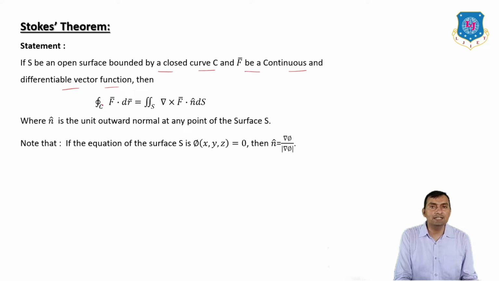then the closed integral of F(r)·dr, or we can say this is the circulation, will be the same as the double integration over the surface S of del cross F, which means the curl of the vector field F(r), dot n cap dS, where n cap is the unit outward normal at any point of the surface S. And if you are given any surface, from this you can find the unit normal vector n cap equal to grad phi divided by its length.